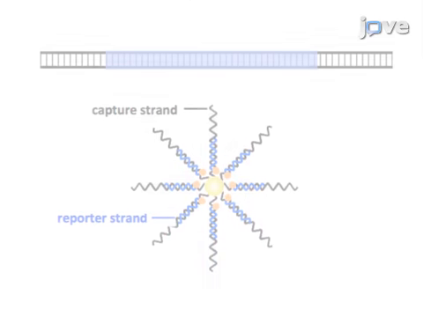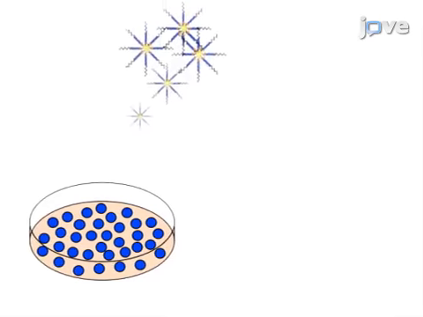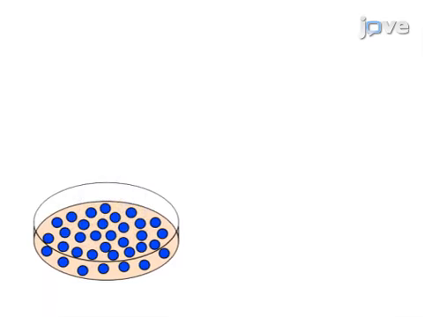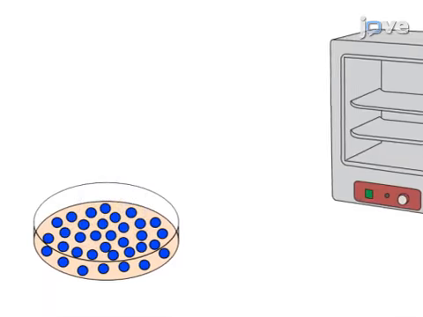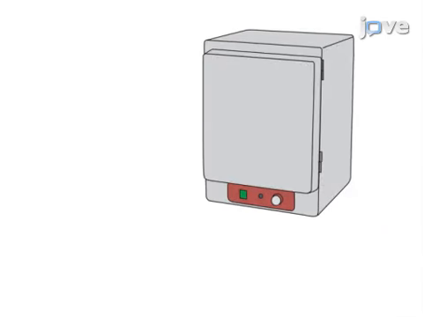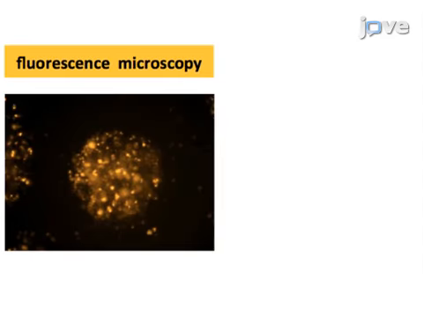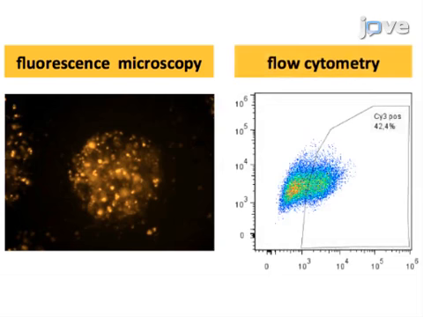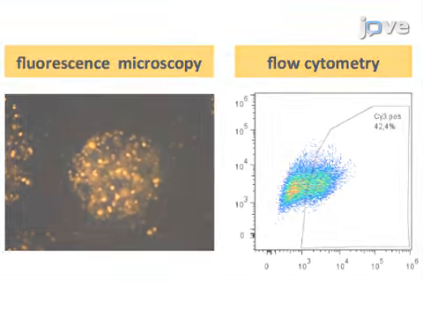Next, the nanoparticles are added directly to the culture medium of the living cells. The final step is to incubate the cells with the nanoparticles overnight at 37 degrees Celsius and 5% CO2 in a humidified atmosphere. Ultimately, fluorescence microscopy is used to visualize gene-specific fluorescence in living target cells, while flow cytometry analysis is used to quantify the number of fluorescent cells.